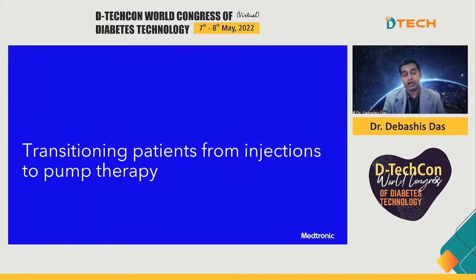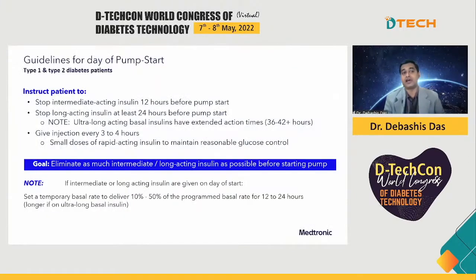So this is how the initial calculations are. When you are transitioning a patient from MDI to pump, please remember that the patient is already on a long-acting insulin, maybe Tresiba, Glargine, Levemir or something else. So please instruct the patient to stop, before the pump start the day before, intermediate-acting insulin at least 12 hours. If it is a long-acting like Glargine, 24 hours. If it's ultra long-acting, maybe 36 to 48 hours. And give small amounts of rapid-acting insulin every 3 to 4 hours to maintain glucose control.